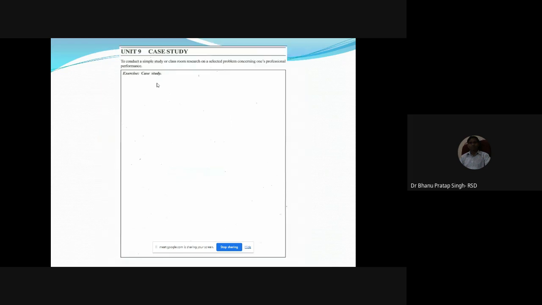Unit 9, case study. Here there is a little bit of difference between action research and case study.